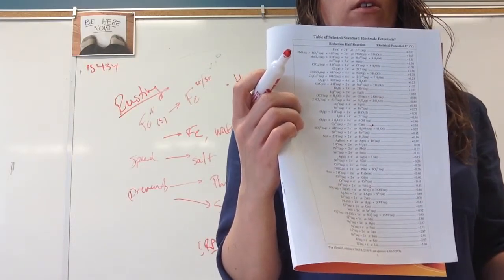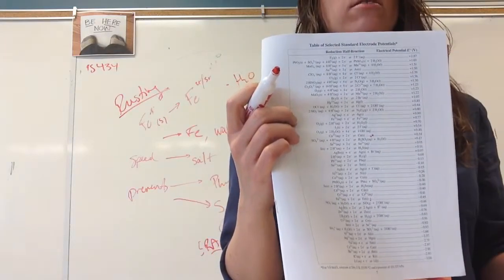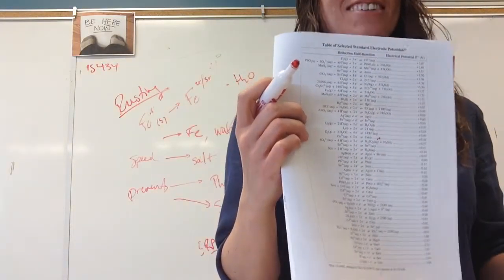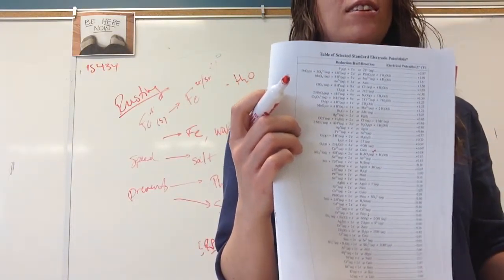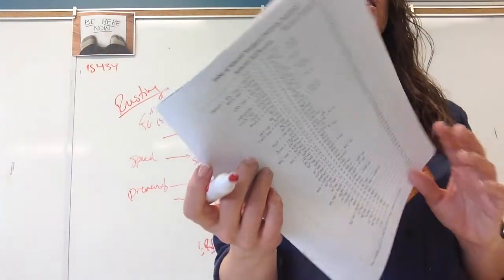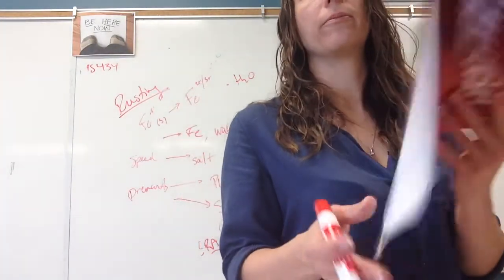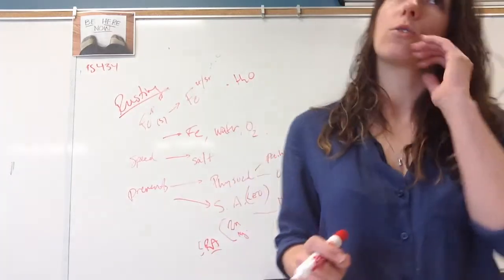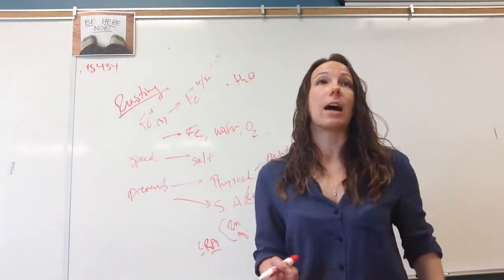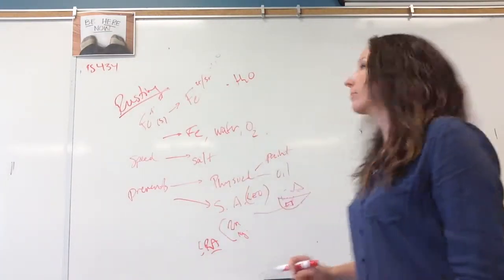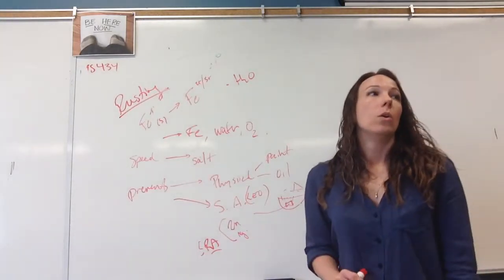So steel is made of iron. Yes, steel is made of iron. Steel is iron and a little bit of carbon, to just help it not be so brittle, but it's iron.